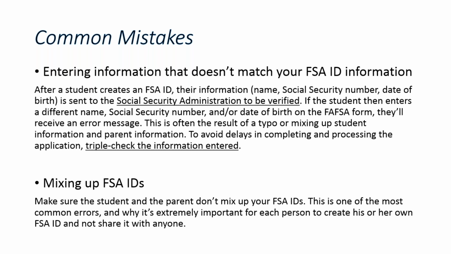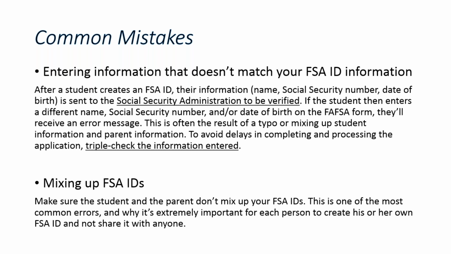So always make sure that information is triple checked. I've had it happen on the FSA ID as well, where their social security number was wrong when they created that FSA ID. So it may make them wait 3 days to go through the Social Security Administration. And then it's going to say, hey, this information isn't correct. We need to fix everything. So when they're doing the FSA ID, make sure that everything is in there correct.